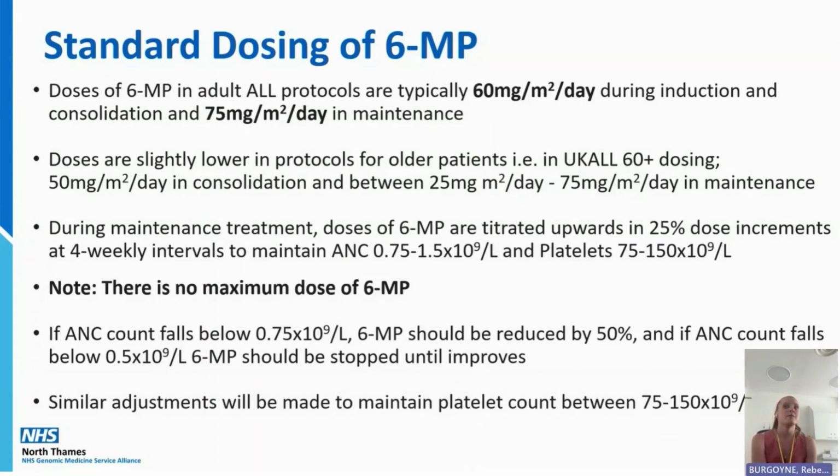And just to note, there is no maximum dose of 6MP. If the neutrophil count falls below 0.75, 6MP should be reduced by 50%. And if the neutrophil count falls below 0.5, the 6MP should be stopped until the neutrophil count improves. And similar adjustments will be made to maintain the platelet count between the range 75 and 150.